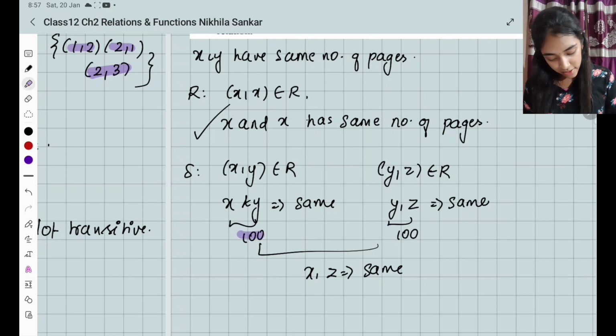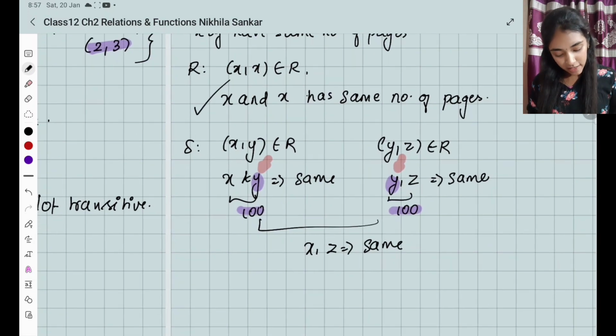இந்த இடத்துல நான் ஏன் 100 எடுத்திருக்கேன்? இந்த இடத்துல Y repeat ஆகுது. Y is getting repeated. That's why you took the same number. இப்போ Y க்கு இந்த இடத்துல 100 pagesனா இங்கேயும் 100 pages தானே இருக்கும். So you take 100 pages, which means X and Z have the same number of pages.